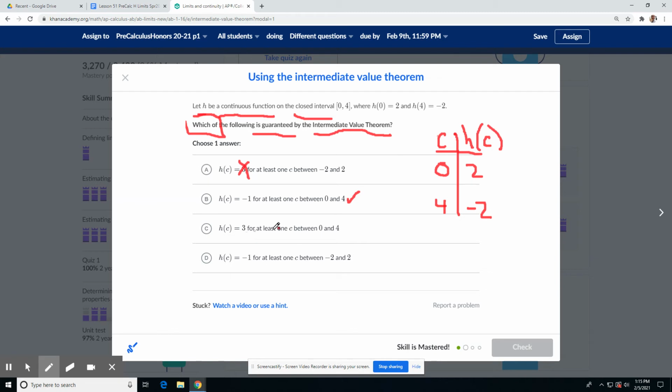h of c is 3. Once again, 3 is not in our intervals as an output. So just be careful. That's the good thing about the table, it's easier to see what's the input and the output in a table format. And the last one, h of c is -1 for at least one c between -2 and 2. No, -2 is not part of our inputs, so that doesn't fit either. 2 does, but not the -2. So only B.